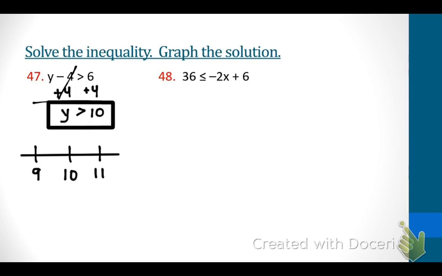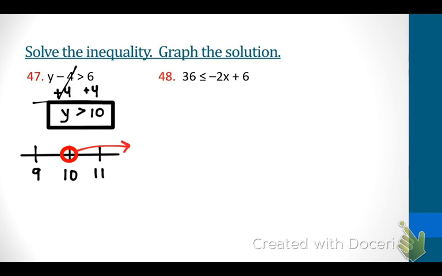Excellent. Is this an open or a closed circle? Open. Okay, we know that this is going to be an open circle because it cannot equal the 10. And should I go to the right or the left? To the right. Okay, we want to go to the right, saying that all solutions will be greater than 10.